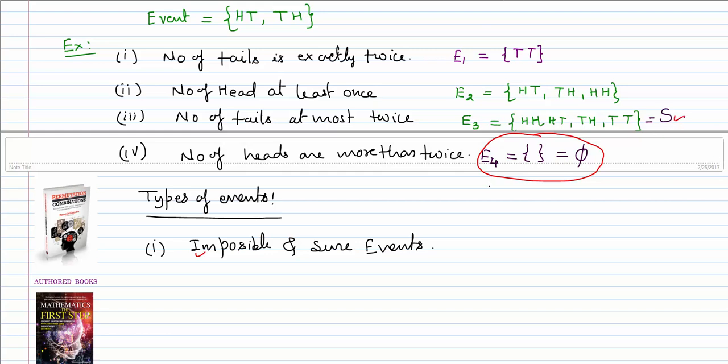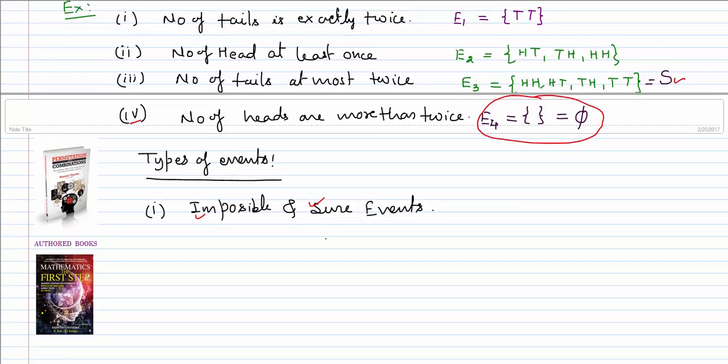If any event becomes the sample space, then that event comes under the category of sure event. That must happen. If you think of this question when the experiment is performed, then this event must happen. Hence this becomes a sure event. And if we talk of the fourth part, number of heads more than twice, it will never ever happen. Hence this goes under impossible event.